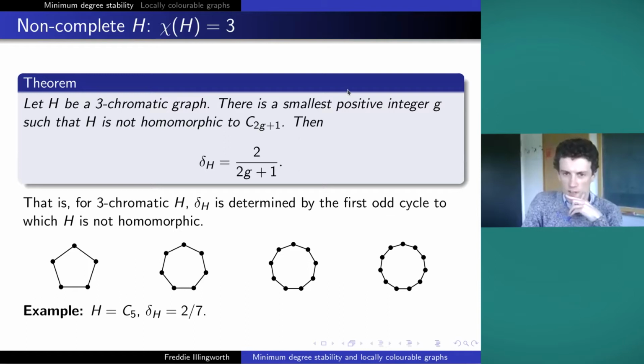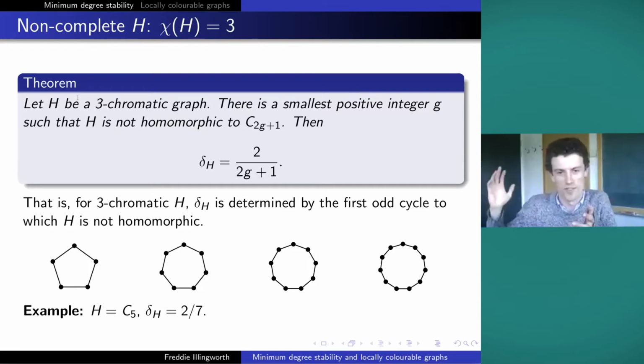So you might wonder, I've said that there definitely is a smallest positive integer where H won't be homomorphic to the odd cycle. That's true just because H is not bipartite. So suppose it has some odd cycle, let's say it has an 11-cycle. H won't appear as a subgraph of a blow-up of a 13-cycle, because the blow-up of a 13-cycle doesn't have any 11-cycles in it at all. So there will be a first G to which H is not homomorphic, and then that immediately gives you delta H.